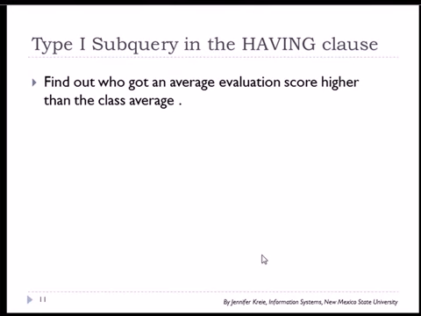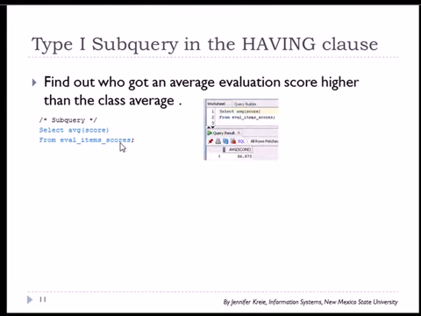You can also use a type 1 subquery in the having clause. This is a frequent use for type 1. So for example, let's find out who got an average evaluation score higher than the class average. So first, the subquery will do a select average score from eval item scores. And we see that the class average is 86.9 roughly.